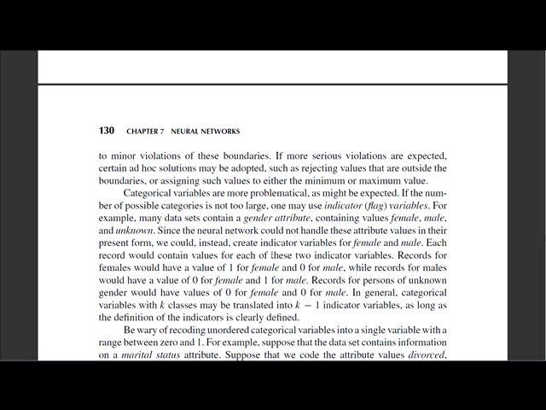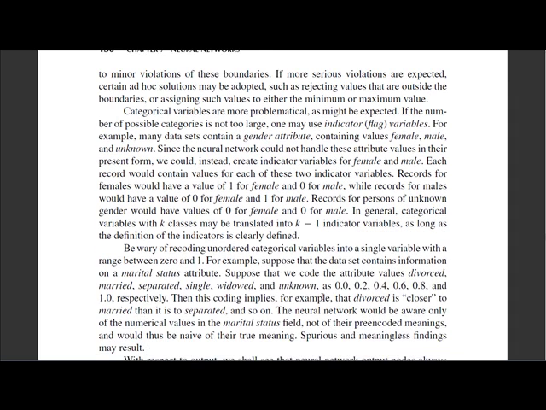In general, categorical variables with k classes may be translated into k-1 indicator variables. So here we have gender, which has three possible classes in the sense that it could be male, female, or unknown. So we translate that into 3 minus 1, k minus 1, 2 indicator variables. So we translate it into a male indicator variable and a female indicator variable, and that's enough. That will cover all possible cases, right? As they explained up here. As long as the definition of the indicators is clearly defined.